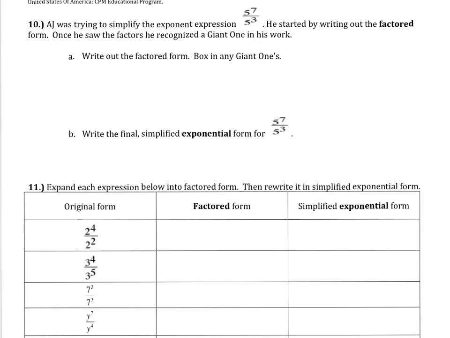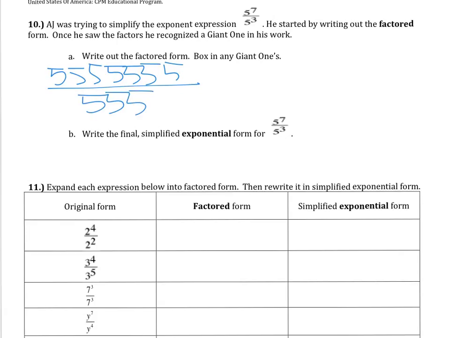In number 10, we are going to look at simplifying when we are dividing. And we are going to talk about something called the giant one, which you may or may not have heard of back in middle school or the previous class that you took. So we're going to write out the factored form. So we're going to have 5 times 5 times 5 times 5 times 5 times 5 times 5 over 5 times 5 times 5. So we have 7 5s on the top and we have 3 on the bottom.